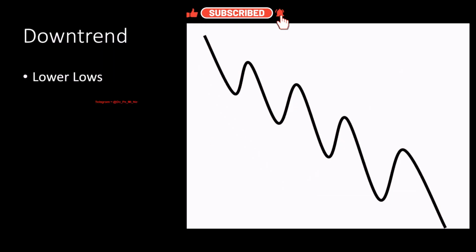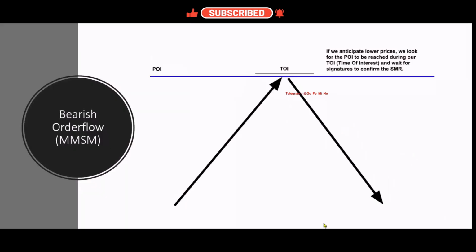If we take a look at a downtrend, it's the following. Lower lows are being made and lower highs. So if we take a look at this, we see sell side delivery, retrace. Sell side delivery, retrace. Sell side delivery, retrace. Sell side delivery, retrace. Sell side delivery. All right, so here we can see the market maker sell model schematic very simply put.